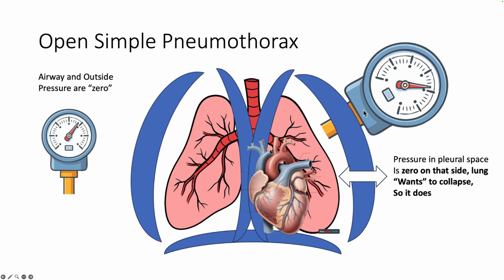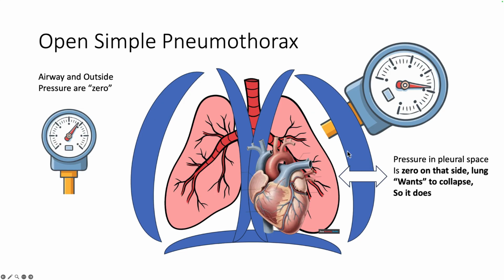Okay, so let's talk about an open, simple pneumothorax. What do we mean by that? Again, airway and outside pressure is going to be assumed to be 0. And then the pressure in the pleural space is going to be 0 because with an open simple pneumothorax, we'll say there's a big hole right here that's allowing free passage of air in and out.